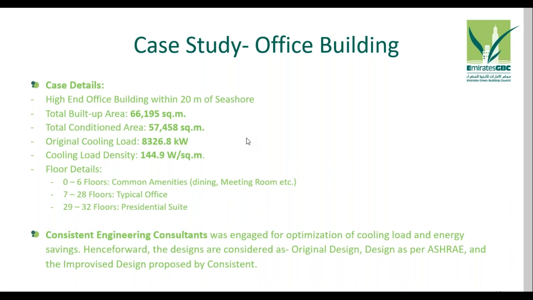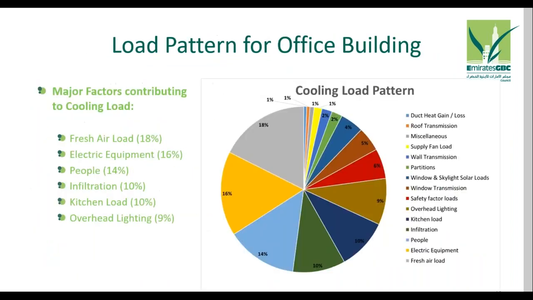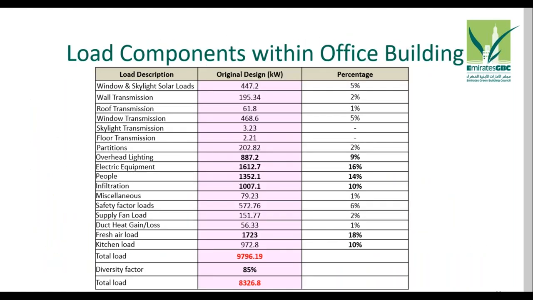The first thing we did after getting the building was the complete load breakdown. So the complete load breakup of the building was like this. We had a typical component: external loads and internal loads. For external loads, it's more of wall, roof and window transmissions. And then we have internal loads such as lighting, equipment, people, and so on. These parameters were broken into each element and a summary was done.